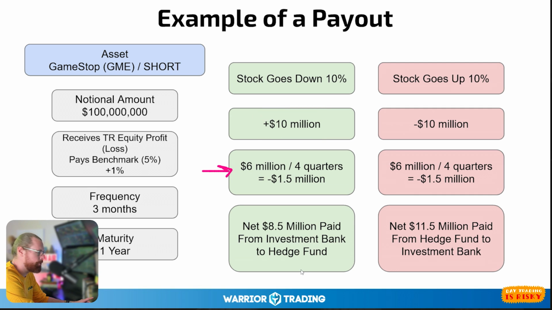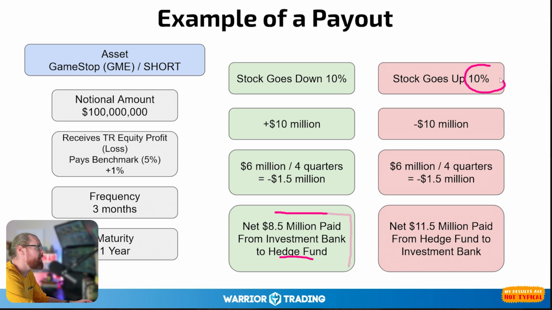So this is going to be at the end of a 3-month period. End of the 3-month period, stock's down 10%. So they're up 10 million, but they pay 6% interest, which is the benchmark, 5% plus 1% for the year. So that's $6 million of interest that they're paying on $100 million. So 6 million divided by 4 quarters is 1.5 million a quarter. They have to pay that to the investment bank no matter what. So basically the investment bank owes them 10 million and they owe the investment bank 1.5 million, which means the hedge fund gets a net of $8.5 million from the investment bank.